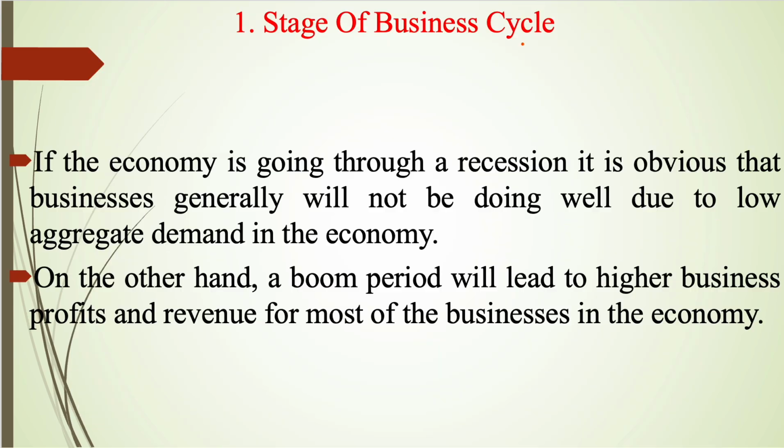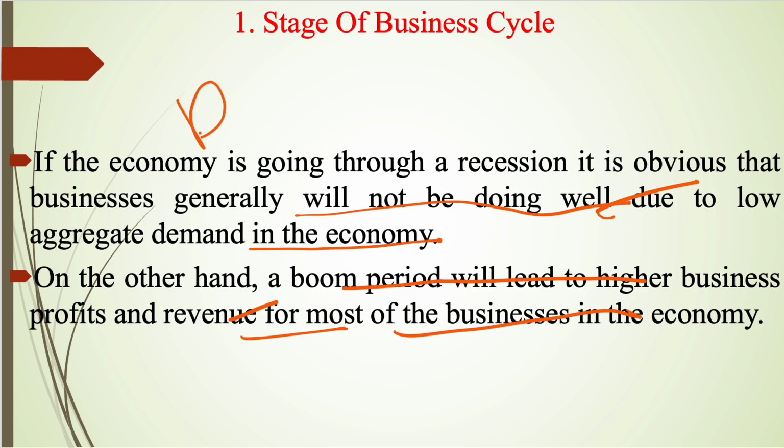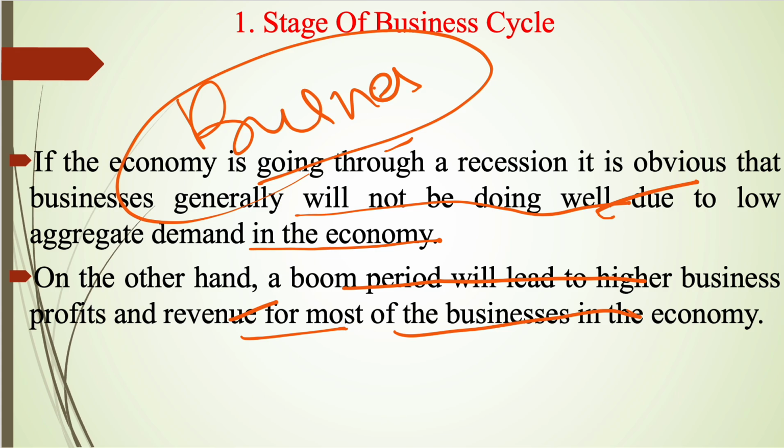So first one is the stage of business cycle. If the economy is going through a recession, it is obvious that businesses generally will not be doing so well due to low aggregate demand in the economy. On the other hand, a boom period will lead to higher business profits and revenue for most of the businesses in the economy. As the business cycle has different stages, they also show the level of profits or revenue generated by the company. So it denotes the economic factor which affects the business organization.